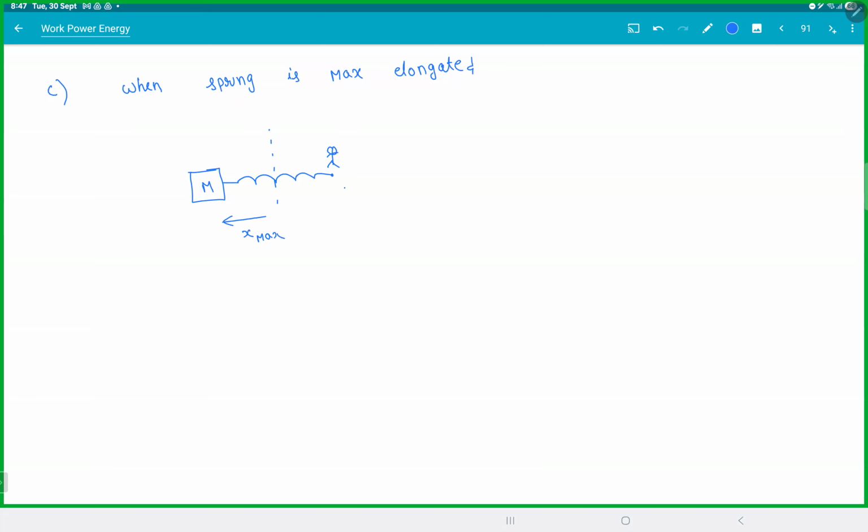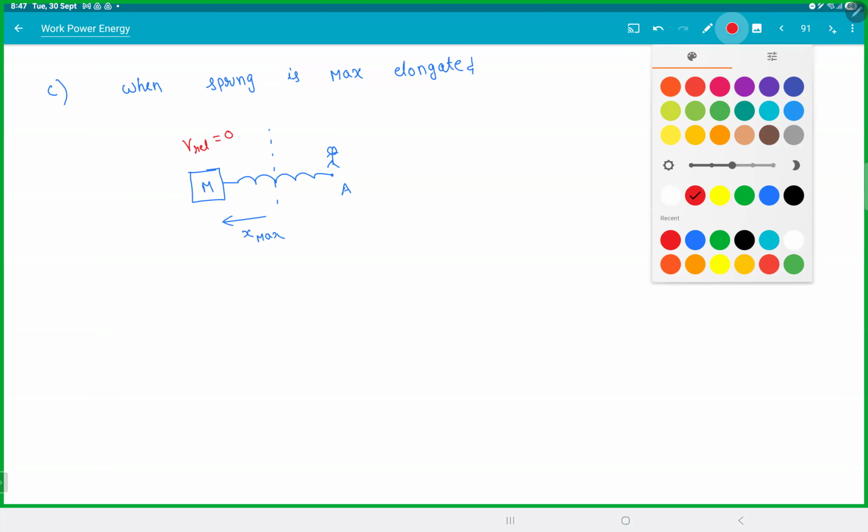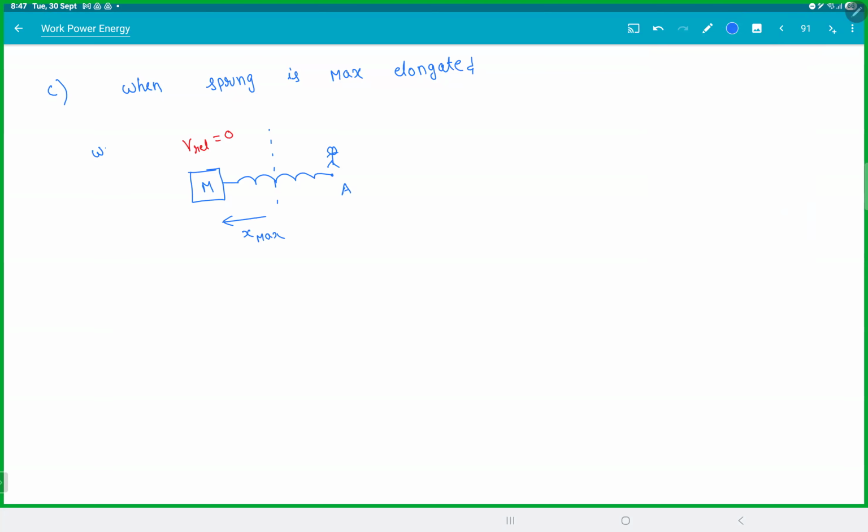This observer A will think it came to rest. He will think it came to rest. Meaning V relative is 0. The block's velocity is not actually 0. So with respect to A, it will feel the block is at rest. But actually, if you see this in the ground frame, V relative is 0, meaning the block and the point A both are going with the same speed. I hope you're getting the meaning of this. A will think the block came to rest, but A himself is going with it.